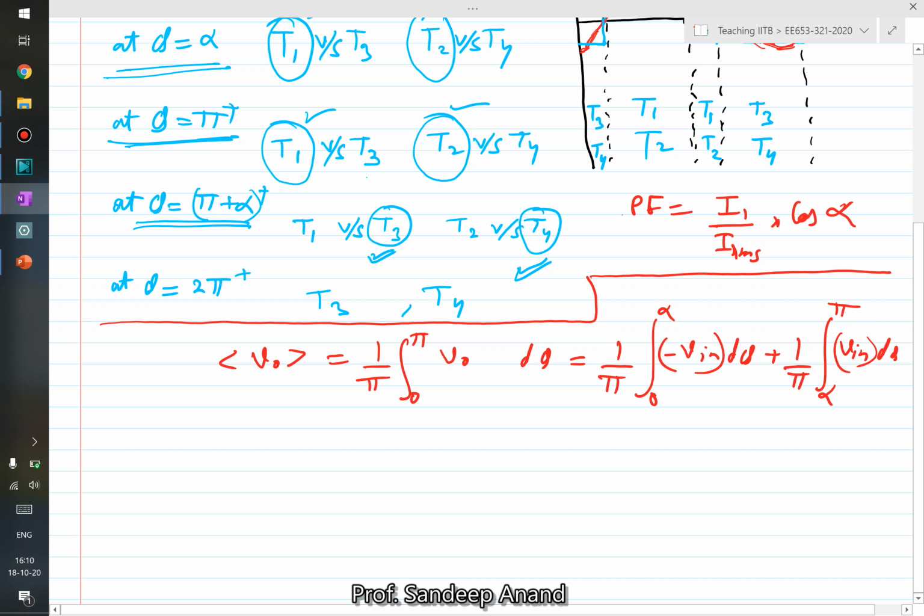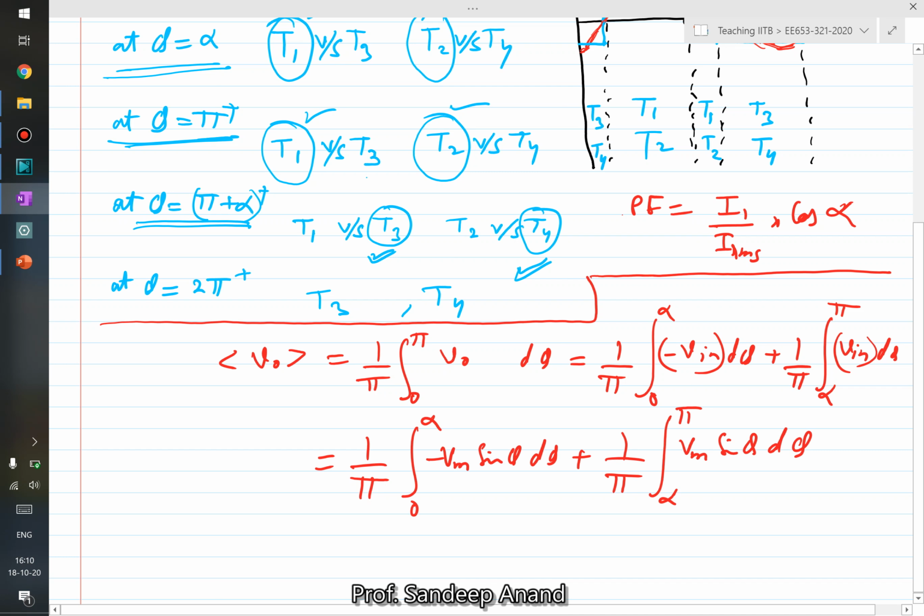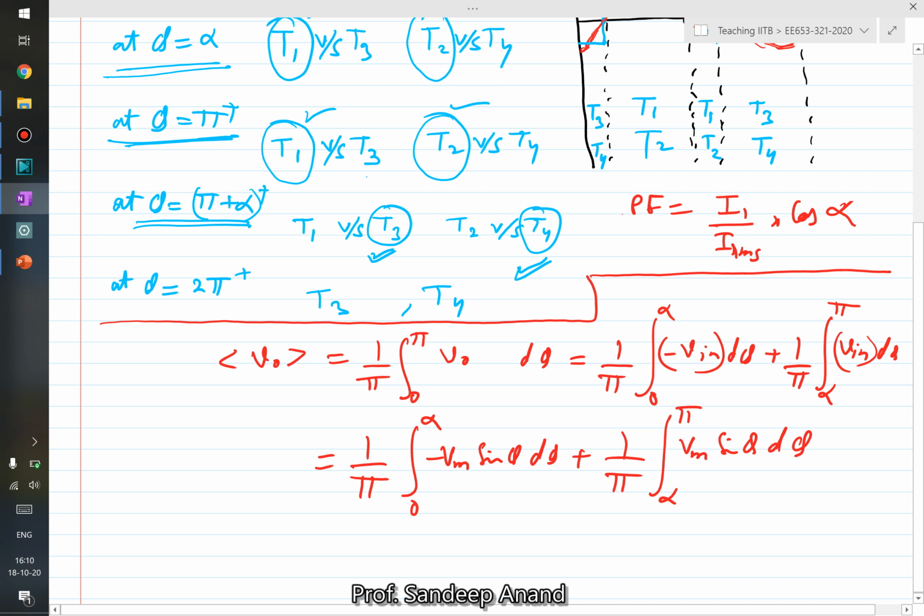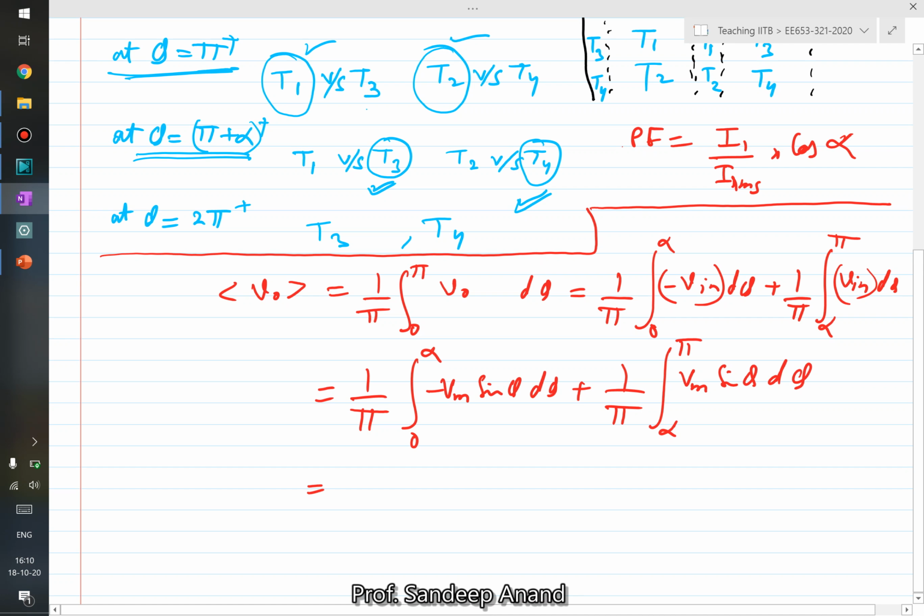You can break it into two phases, and now this expression you can further rewrite as 1 upon pi integral 0 to alpha minus Vm sine theta d theta plus 1 upon pi integral alpha to pi Vm sine theta d theta. Now you can go ahead and integrate it, and what you would get is 2Vm by pi cos of alpha. This is your output voltage expression.